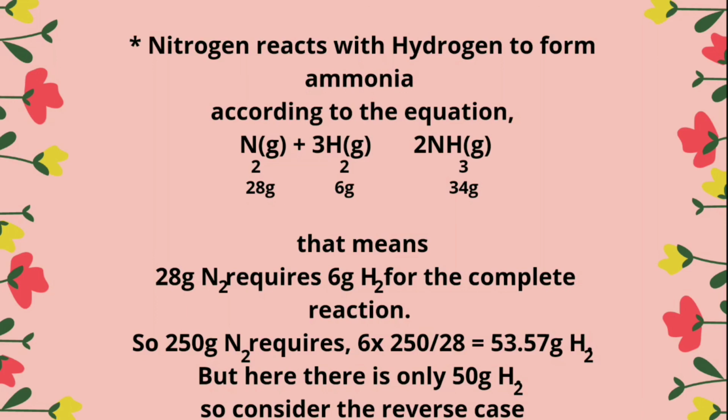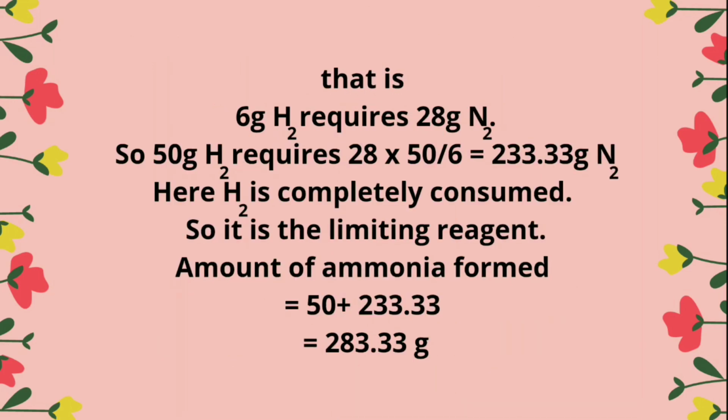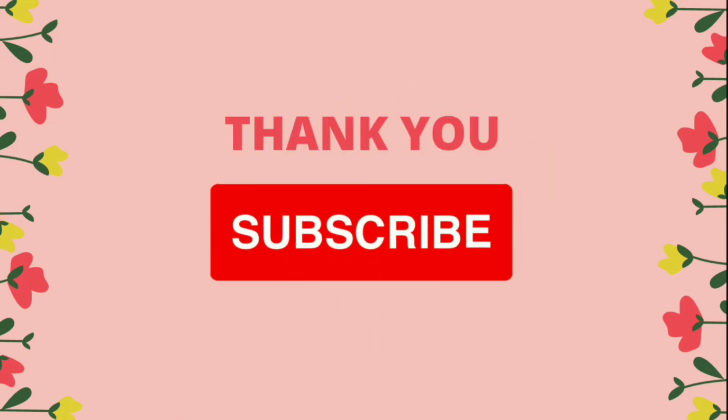So consider the reverse case. That is 6 gram H2 requires 28 gram N2. So 50 gram H2 requires 28 into 50 by 6, that is equal to 233.33 gram N2. Here H2 is completely consumed. So it is the limiting reagent. Amount of ammonia formed is equal to 50 plus 233.33 equal to 283.33 gram.